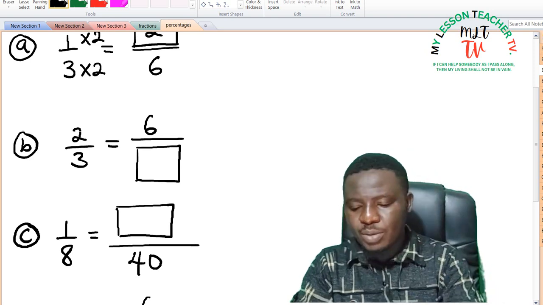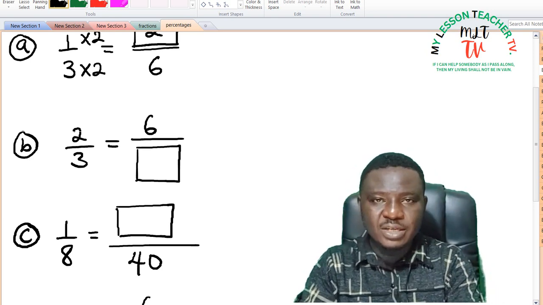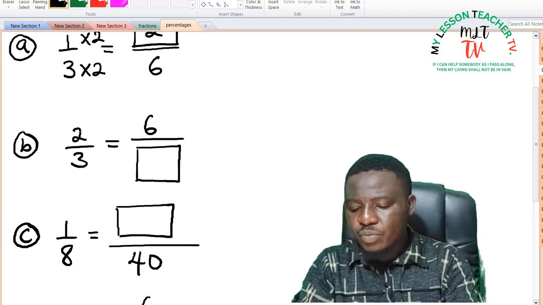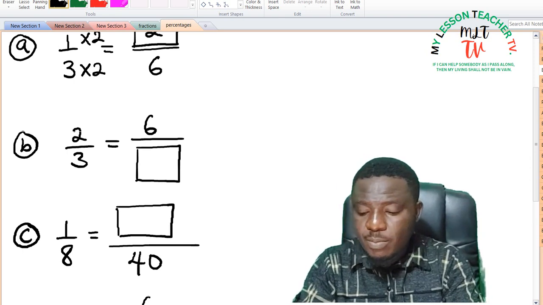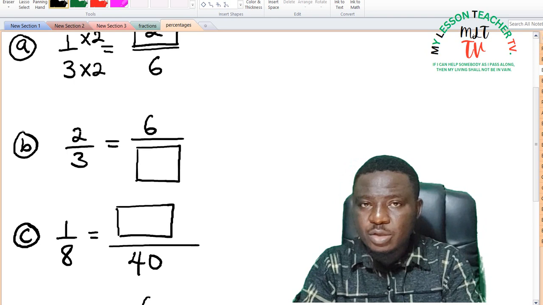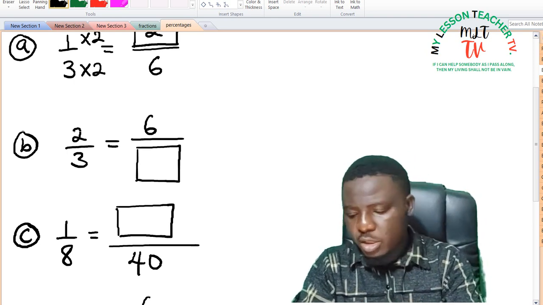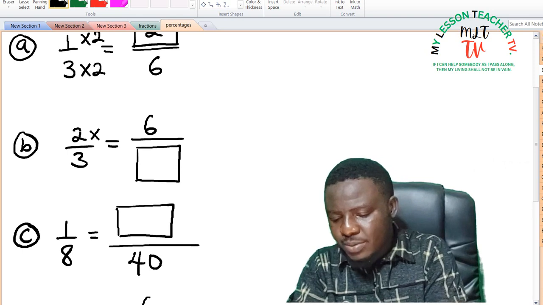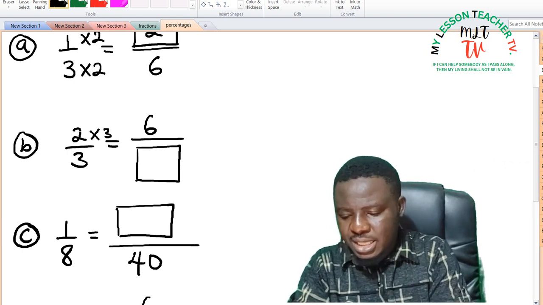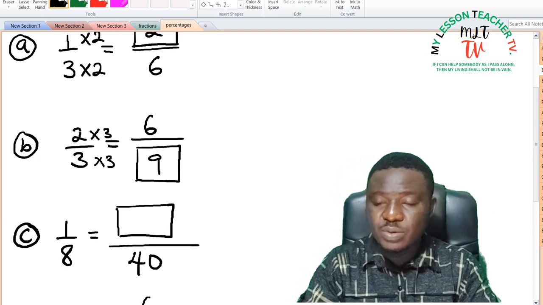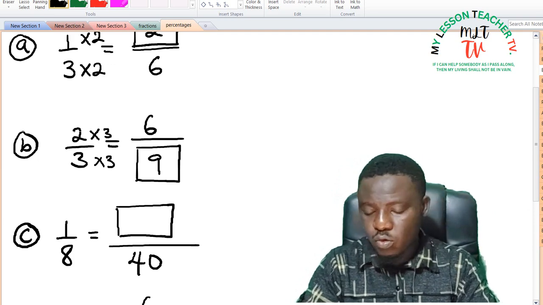Same goes to B. The numerator is given when we are asked to find the new denominator. So all you need to do is to divide the new numerator by the old numerator to get that factor. So 6 divided by 2 is 3. So it therefore means that the numerator has been multiplied by 3 to get 6. I'll also do same to the denominator, multiply it by 3, and that gives me 9. So that 6 over 9 is said to be equivalent to 2 over 3.